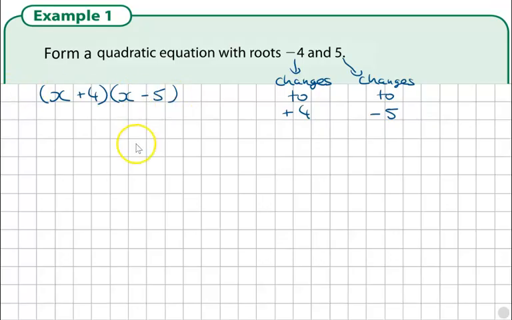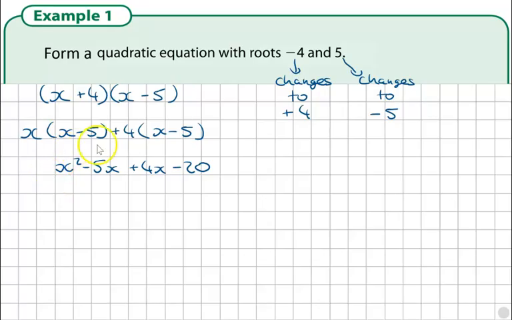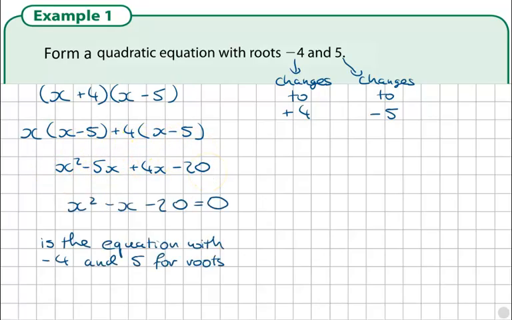Then we'll multiply out our brackets, we'll expand our brackets. So we'll have x multiplied by x minus 5 plus 4 times x minus 5. Which gives us x squared minus 5x plus 4x minus 20, which gives us x squared minus x minus 20 is equal to 0. So x squared minus x minus 20 equal to 0 is the equation with the roots minus 4 and 5.